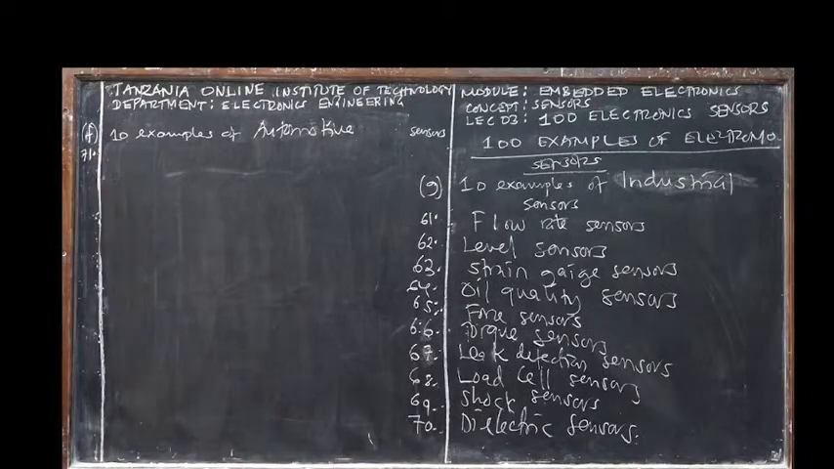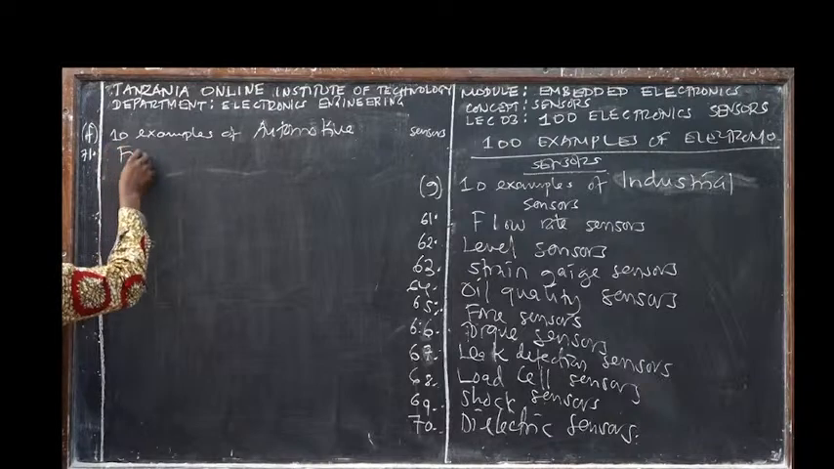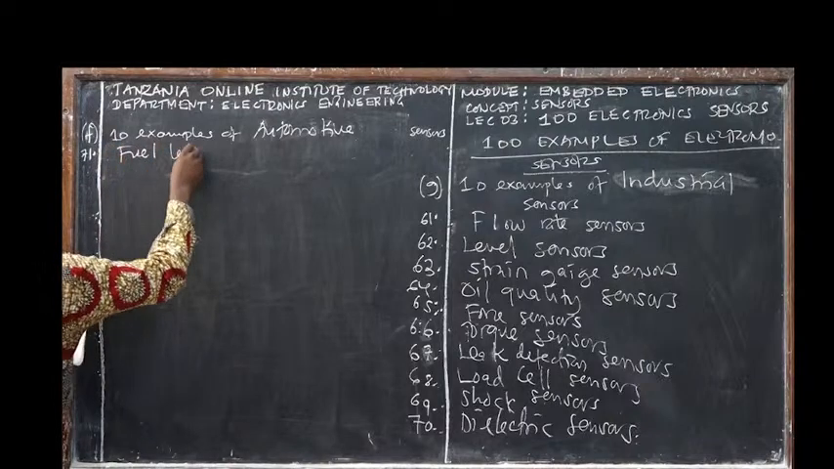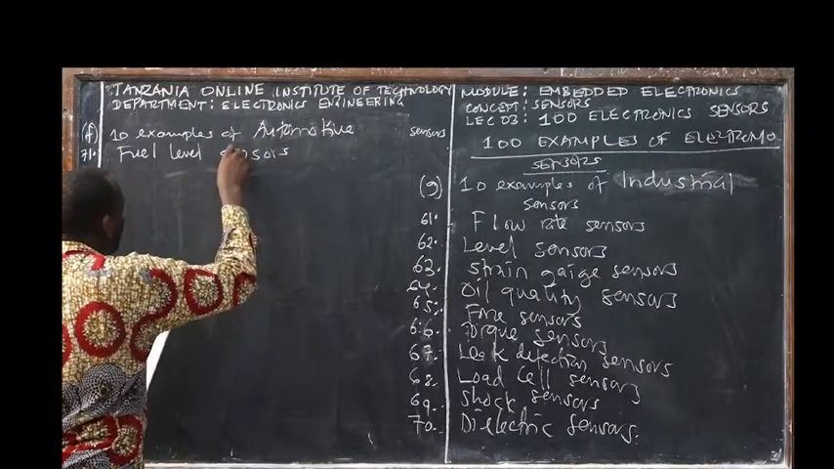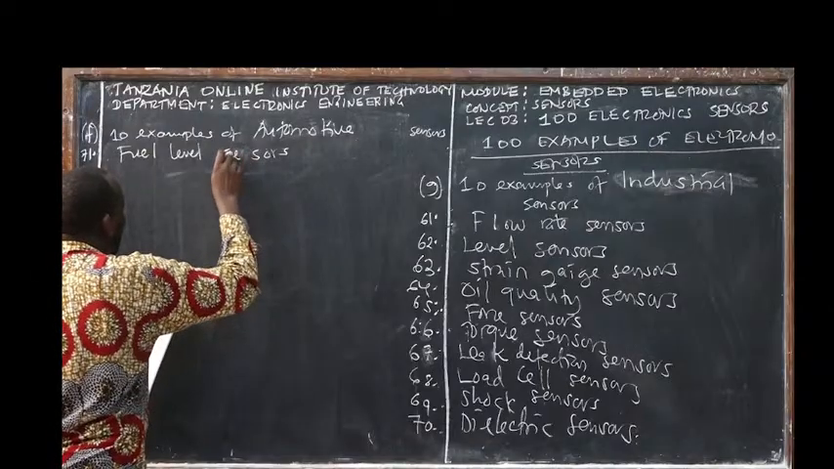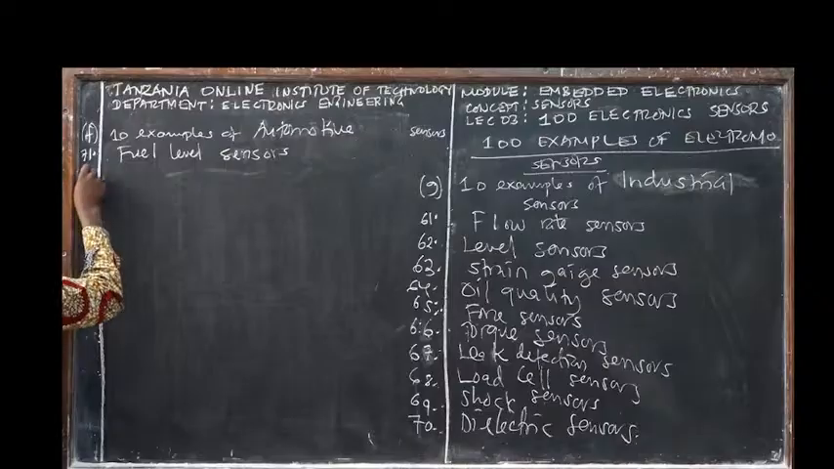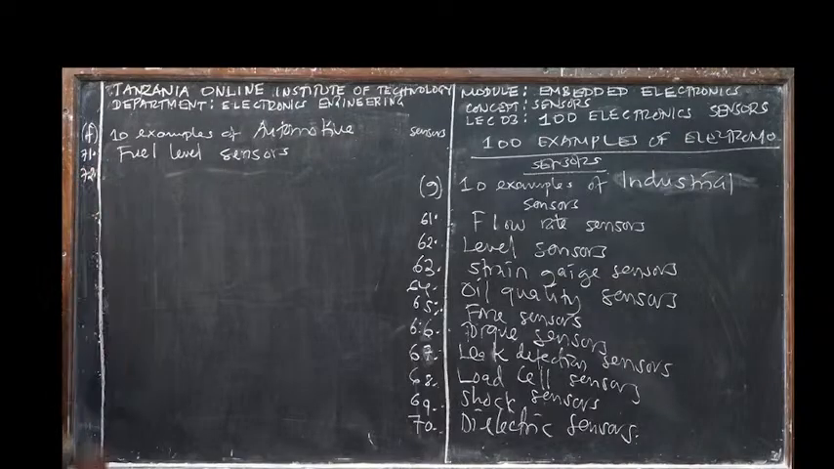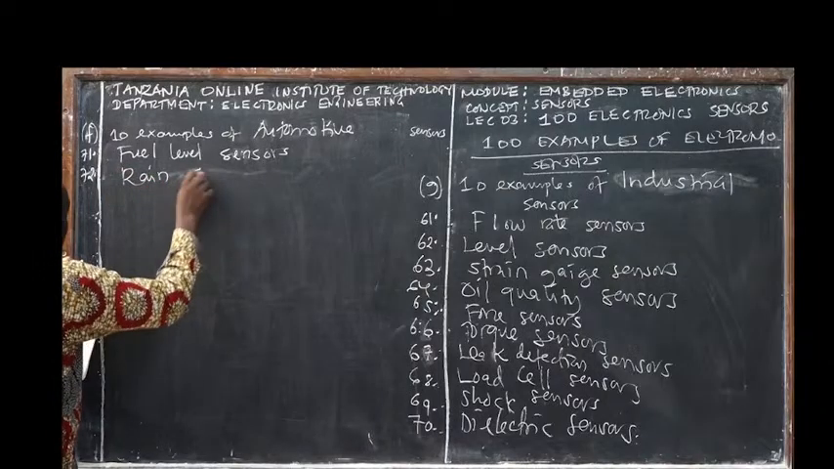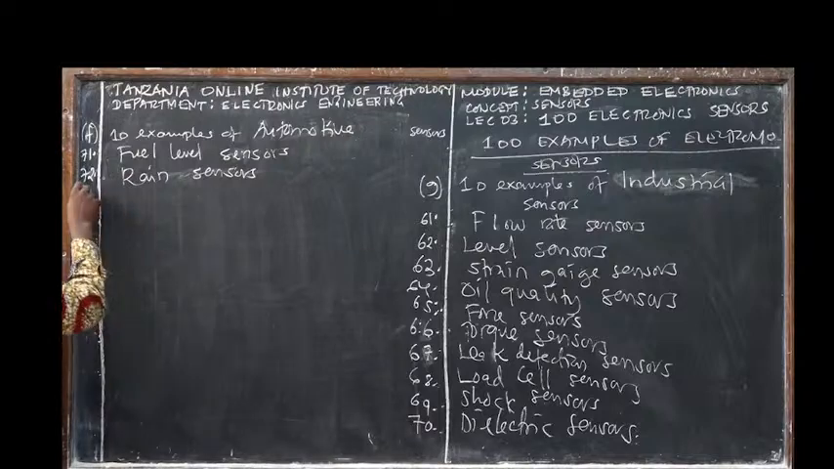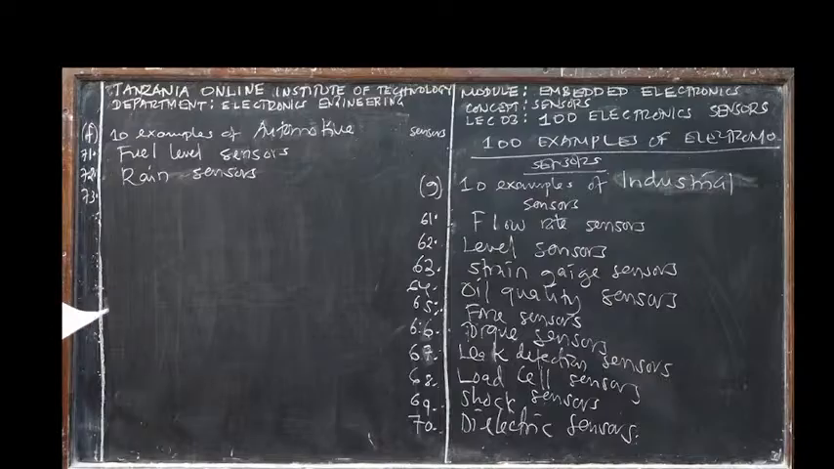71. In case of automotive, the first one you see in modern cars is called the fuel level sensors. Say fuel level sensors. It measures the level of fuel. Example 72, it's called the rain sensor. Rain sensor is very important in automotive, because the rain sensor measures the amount of rain.